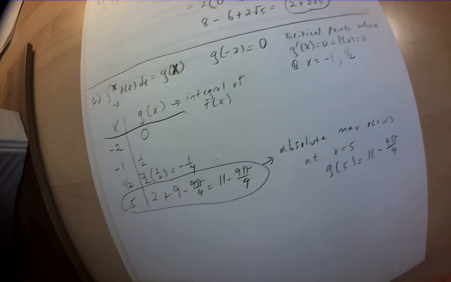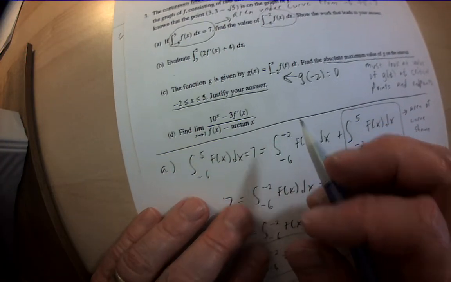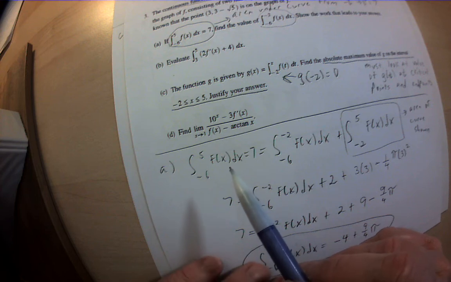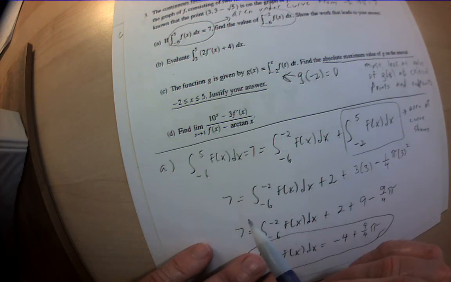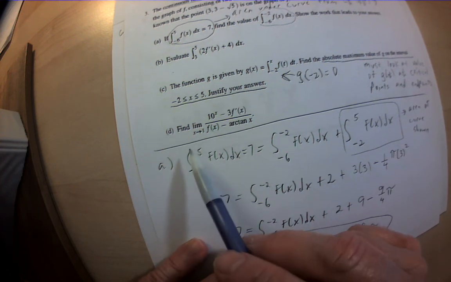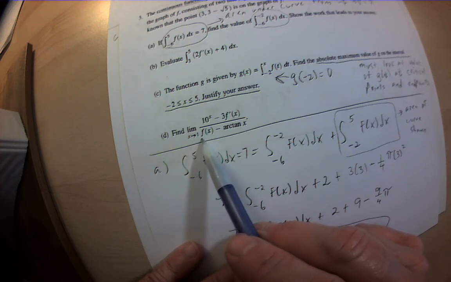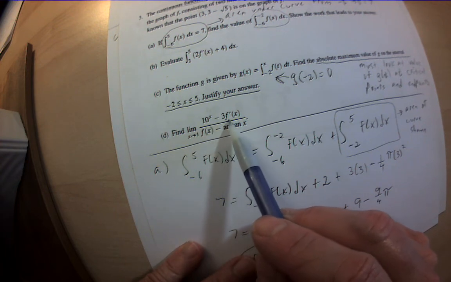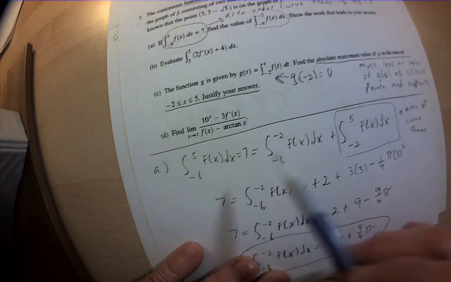All right? One last part. D. Okay? So what are they asking for D? Man, I'm tired. I hope they don't ask for a lot. Actually, guys, I look at this, the scoring metric. We're up to 8 out of 9 points. So this is a small thing. Find the limit as x goes to 1 of 10x minus 3f prime of x over f of x minus arctan x. Oh my God. All right?